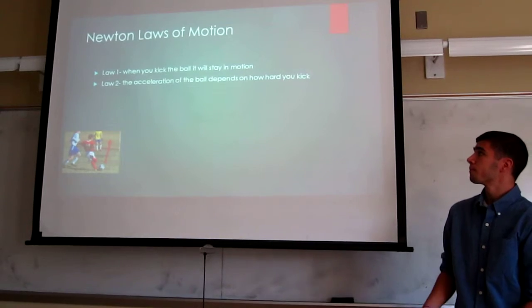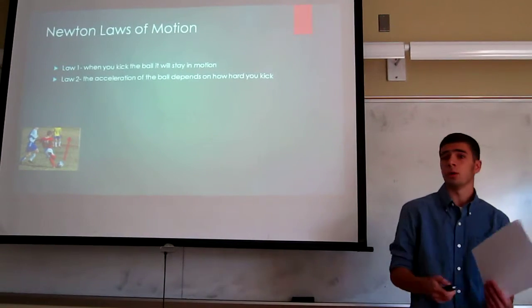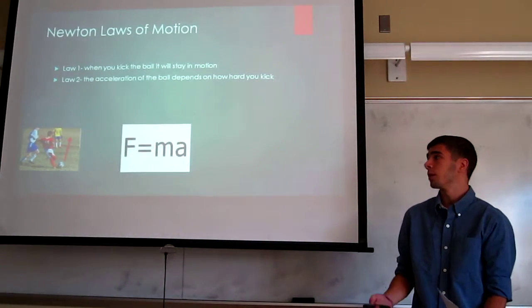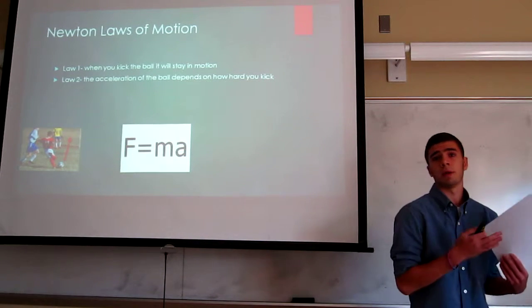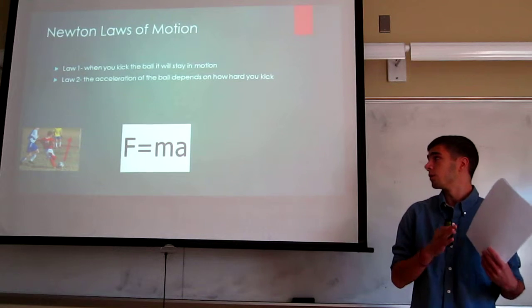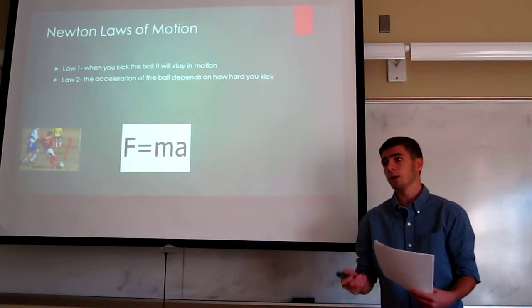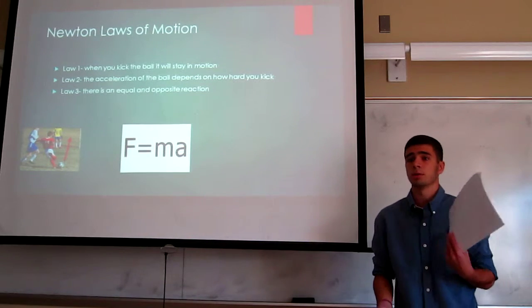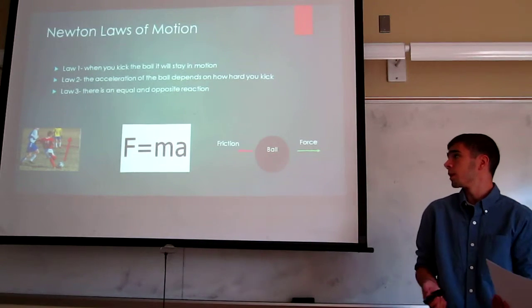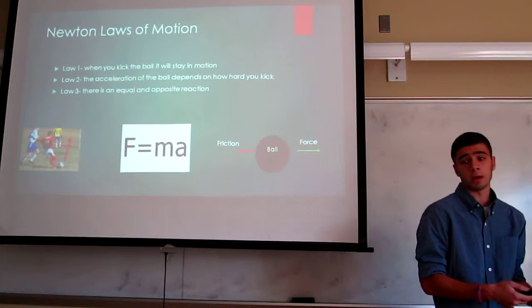Next, the acceleration of the ball depends on how hard you kick it. This is easily determined as F equals ma, force equals mass times acceleration. So the amount of force you kick it with is determined by the mass times how fast you kick it. And then the final law of motion is there's an equal and opposite reaction. This is just simple, either friction or gravity. Kick a ball forward, something's going to be pulling it back down or back.